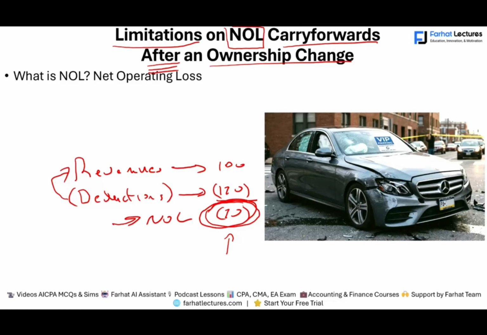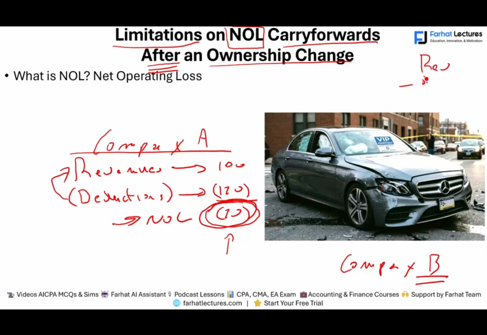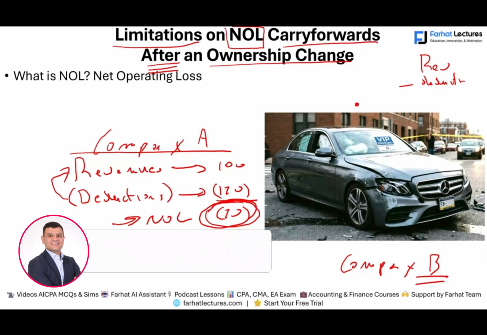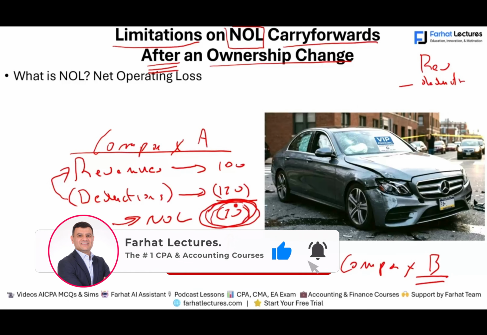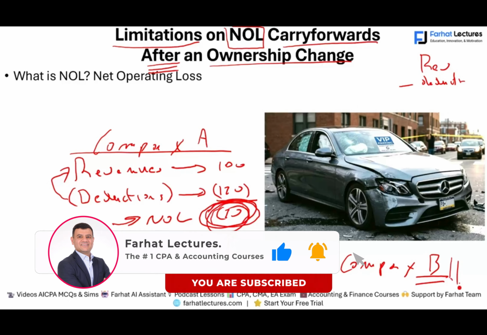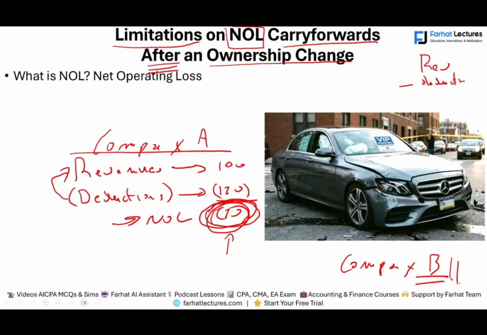How about we buy companies? Let's assume this is company A. How about company A is bought by company B? So company B has revenues minus deductions, and if they buy company A, they would have an additional $20 in deduction. Can they do that? Well, the answer is they can obviously buy company A, but here's what some people would do. They will do this on purpose to buy the NOL, to traffic the NOL.